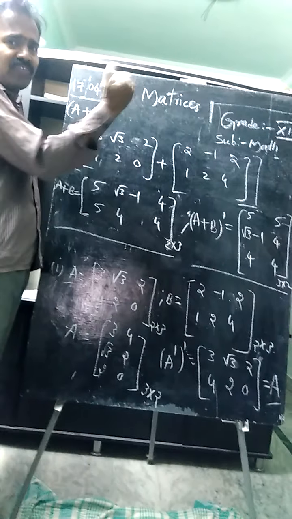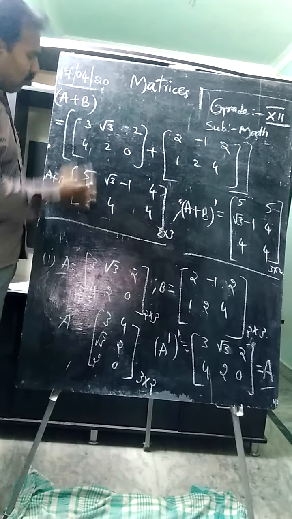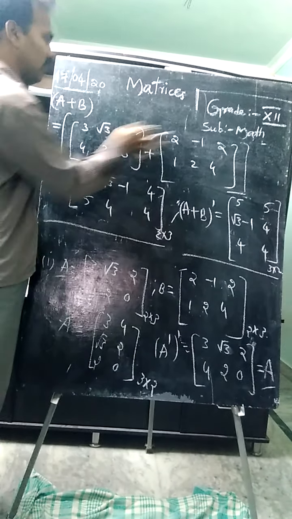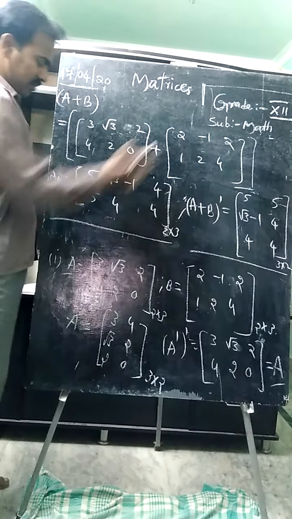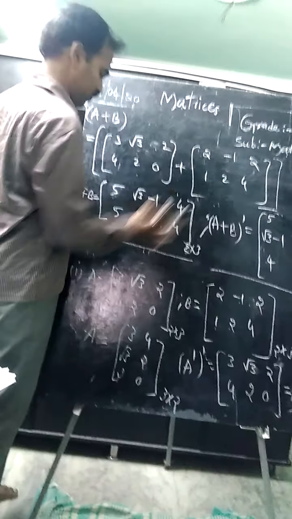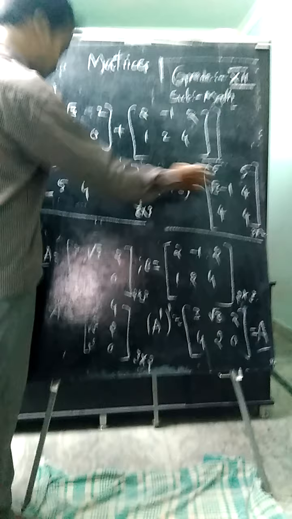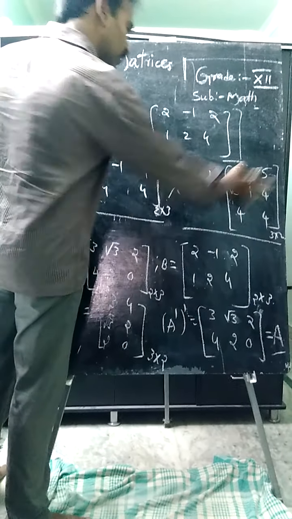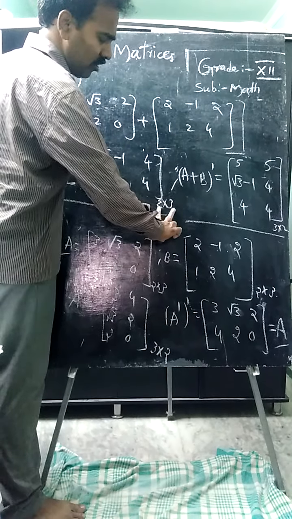Now we are checking the second property, that is (A plus B) whole dash equals A dash plus B dash. For that, first find A plus B. We got 3 plus 2 is 5, root 3 minus 1, and 2 plus 2 is 4, adding corresponding elements of the same order; then 4 plus 1 is 5, 2 plus 2 is 4, 0 plus 4 is 4. We got A plus B. The transpose of A plus B is the interchange of rows and columns: [5, 4; root 3 minus 1, 4; 4, 4]. A 2 by 3 matrix became 3 by 2 in its transpose.